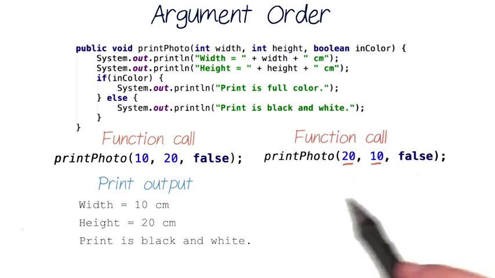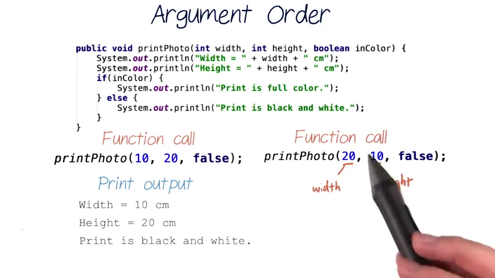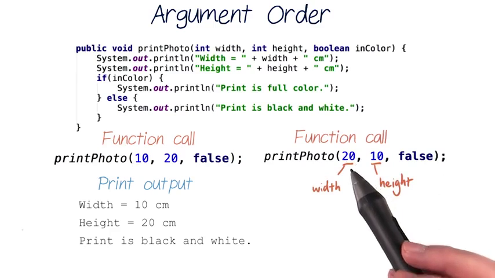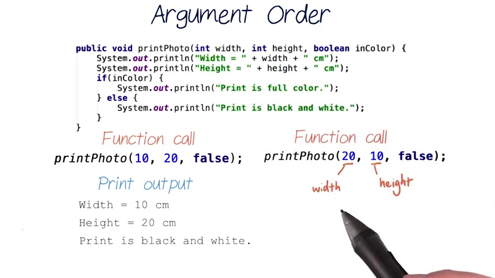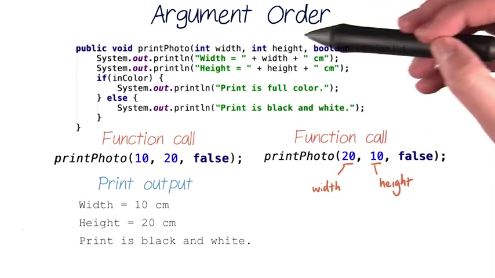Then what if we did another function call and we just switched the spots of 10 and 20? This time, since our first argument is 20, 20 is going to be assigned to our first parameter, our width. And 10, since it's our second argument, will be assigned to our second parameter, height.